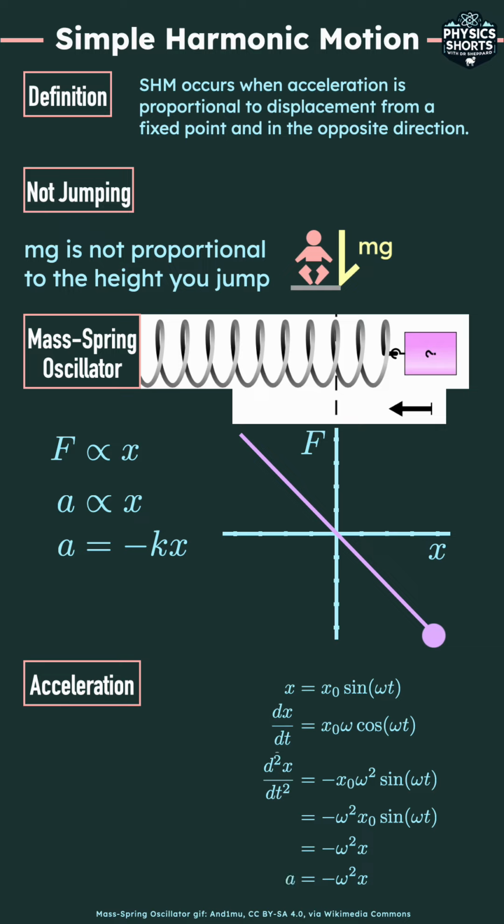Therefore, acceleration is equal to minus omega squared x. And this is often considered the defining equation for simple harmonic motion. So, simple harmonic motion occurs when acceleration is proportional to displacement from a fixed point and in the opposite direction, and omega squared is the constant of proportionality. You might also notice that x, v and a are all 90 degrees out of phase.